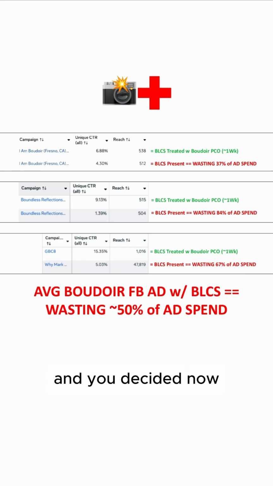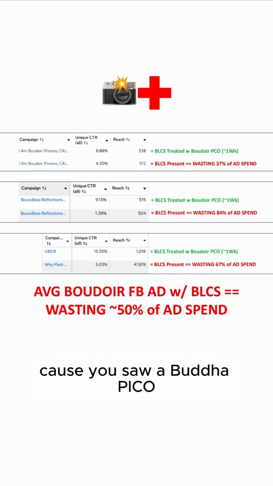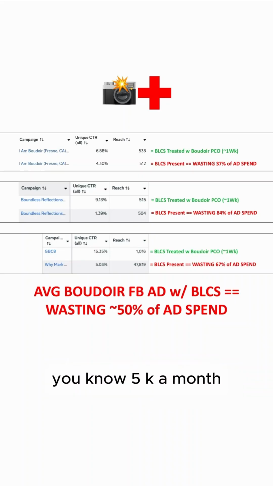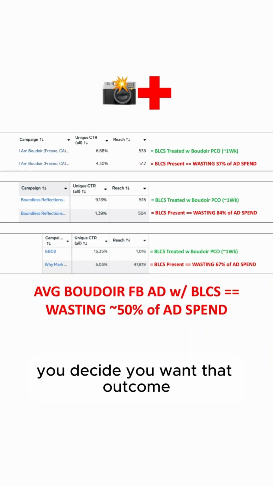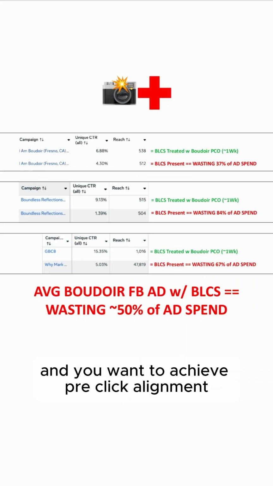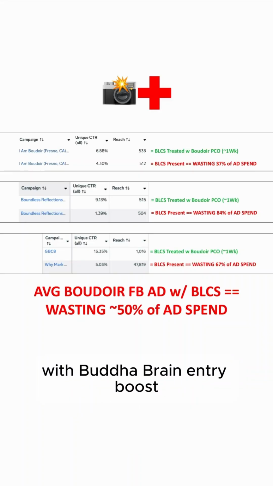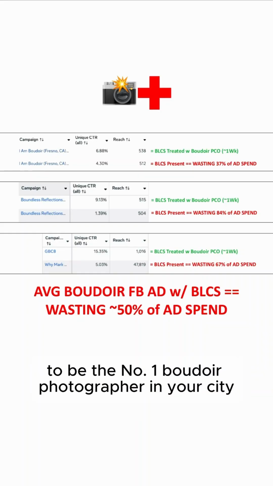You decided now you're finally ready to optimize the Boudoir Facebook ad side of your business because you saw Boudoir Pico can save approximately 5K a month. Put that back in your pocket so it's not being wasted, and approximately 60K over the next year. You decide you want that outcome, and you want to achieve pre-click alignment. You want to become a dominant Boudoir advertiser with Boudoir Brain Entry Boost. As you know, you need that on your pathway to be the number one Boudoir photographer in your city.